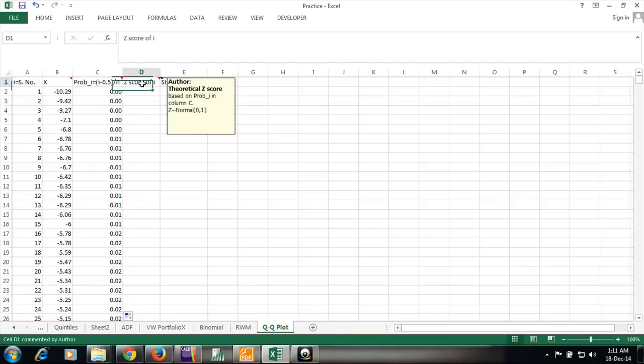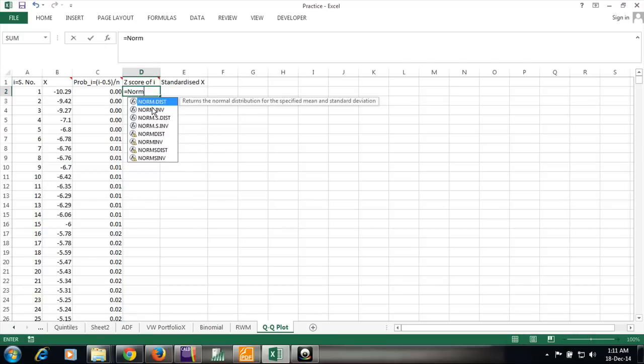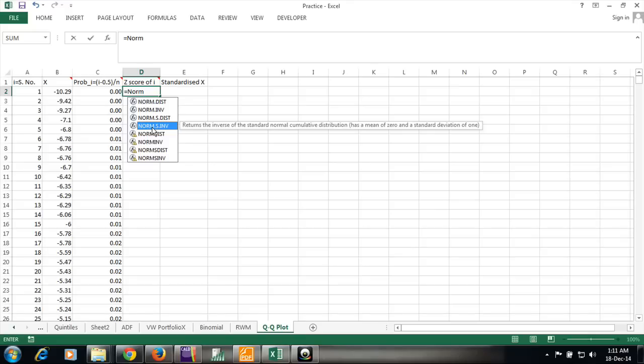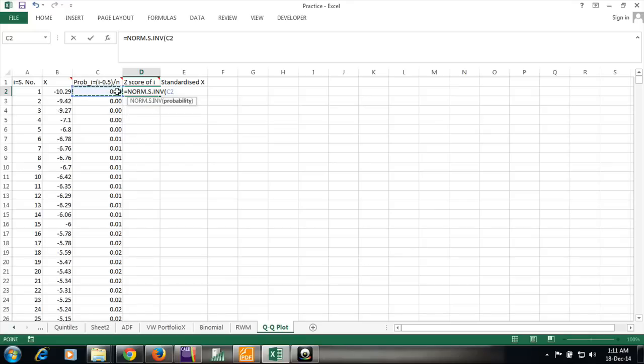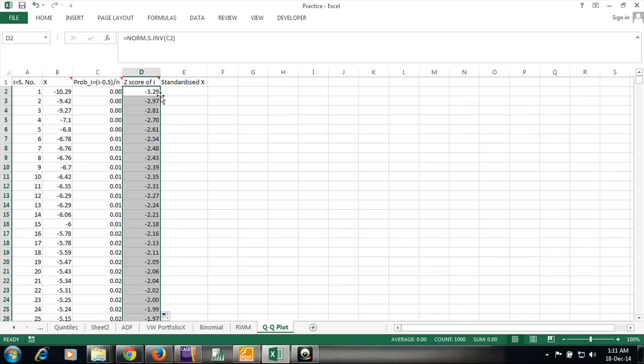Then we need to find out the standard normal score, the Z score, that is called the theoretical Z score. It is based on a simple function we have here, NORM.S.INV. We simply need to give a p value that is given here and enter. So the Z score is showing here. This is the Z value minus 3.29 and the probability is 0.00.